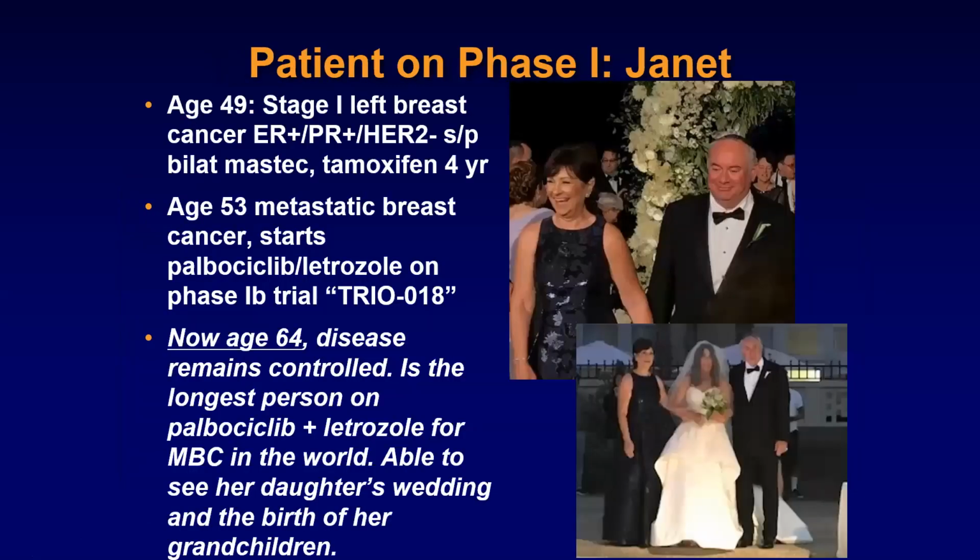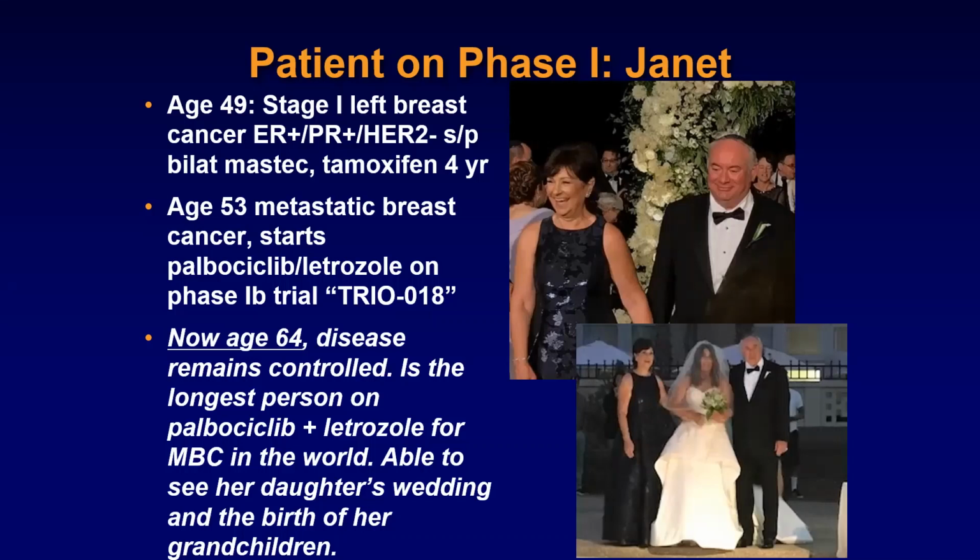And actually, this is her. This is Janet. She gave me permission to share her story and picture with you. She was 49 when she was originally diagnosed with stage 1 cancer, and she had mastectomy and tamoxifen. And then by the age of 53, develops metastatic breast cancer. She started on this trial. And she, at the point I did this, is now age 64, but she's now close to 15 years, and her disease has not grown. She remains on first line palbociclib and letrozole. She's seen her daughter's wedding. She's seen 2 grandchildren born.